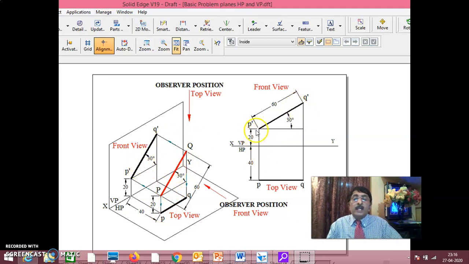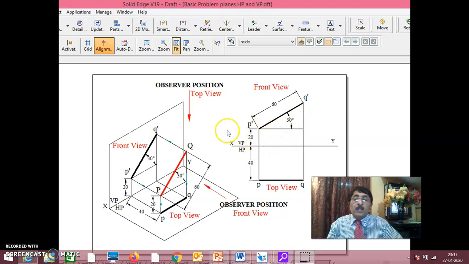And one end is 20 mm above HP, and the line is 40 mm in front of VP, which I have drawn. In case they say one end of the line is touching HP, this P should touch HP. Here one end is 20 mm above HP. If it is touching HP, the 20 becomes 0. As a result, you make 20 into 0. You start P dash from here only, and draw P dash Q dash at 30 degrees here.